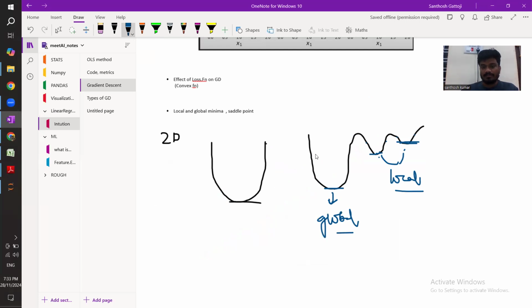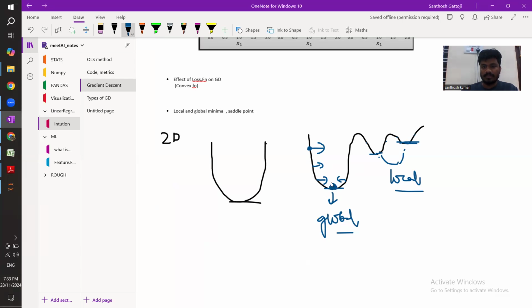Agree? Because if it starts here, obviously it will calculate the slope, and the slope will be negative, so you will increase the value of B, then it will move in this direction, over here this direction, and it will reach here. It will try to go here, then the slope is positive, and it will reach here. Then it will do some oscillations over here, and finally it will settle here. Agree?